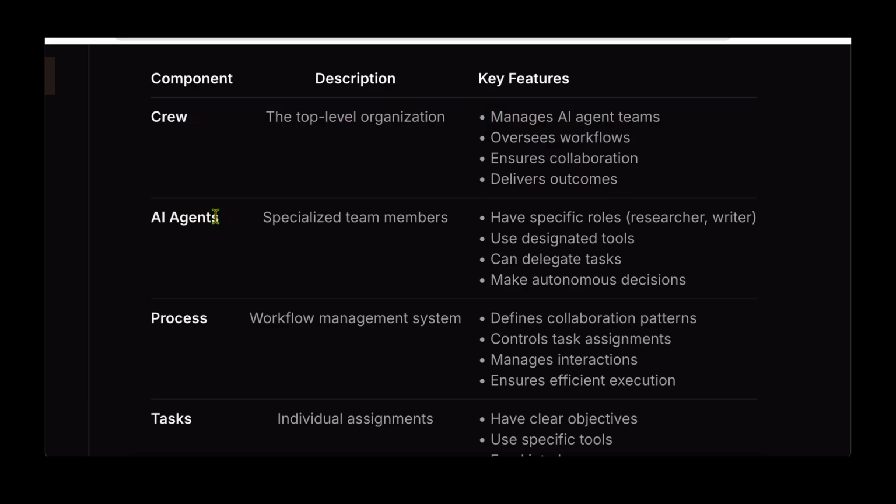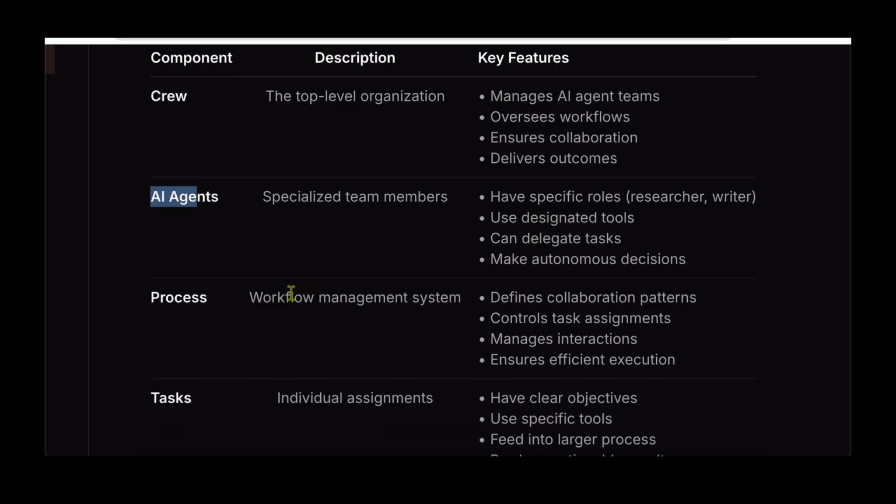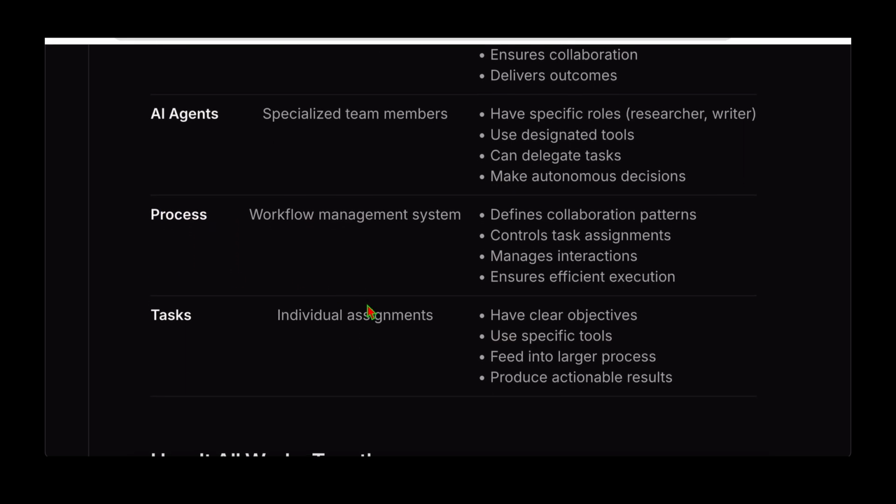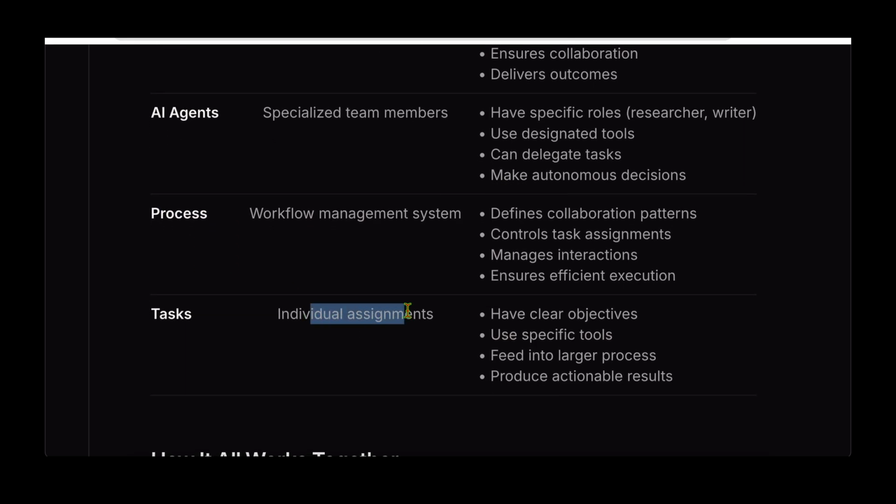And then we have the actual agents that do the work, and these are specialized team members, and they have specific roles. For example, a researcher, a writer, a programmer, a QA engineer. And again, process is the workflow management system, which defines collaboration patterns, and it controls task assignments, and it manages interactions. So you can define how the different agents interact using processes, and tasks are individual assignments.